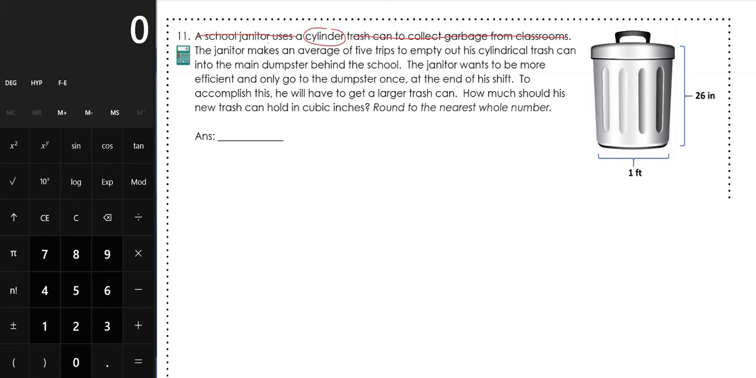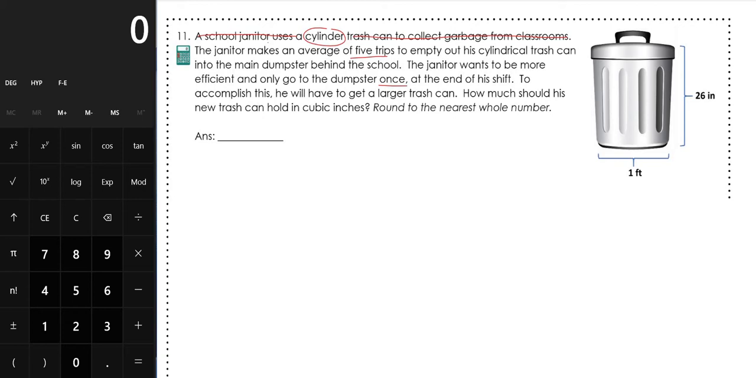The janitor makes an average of 5 trips to empty out his cylindrical trash can into the main dumpster behind the school. So 5 trips is how many he makes to empty out one trash can. The janitor wants to be more efficient and only go to the dumpster once at the end of his shift. So he doesn't want to go 5 times. He only wants to do 1 trip. To accomplish this, he will have to get a larger trash can. How much should his new trash can hold in cubic inches?